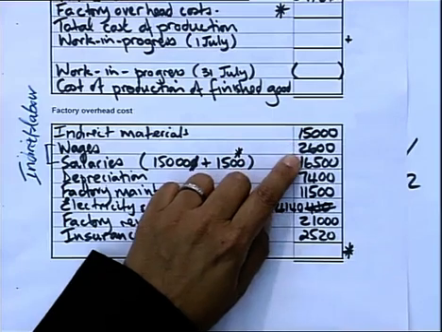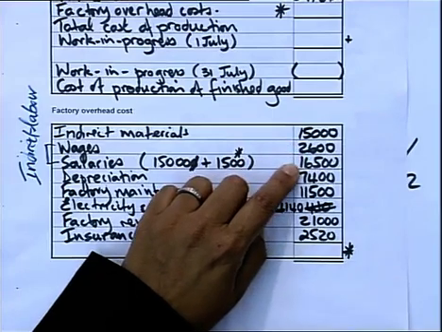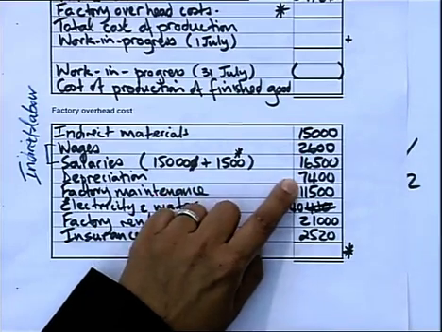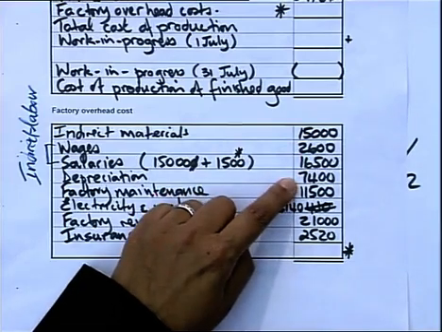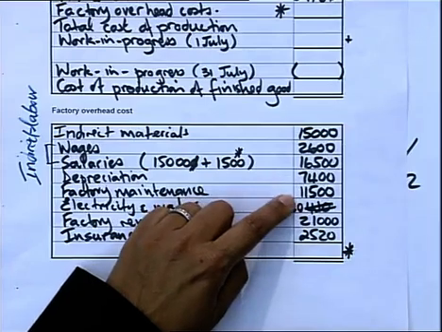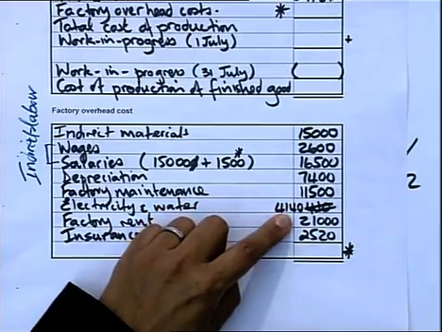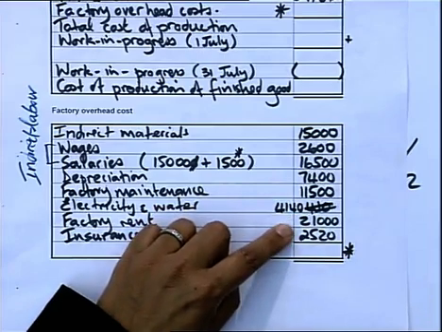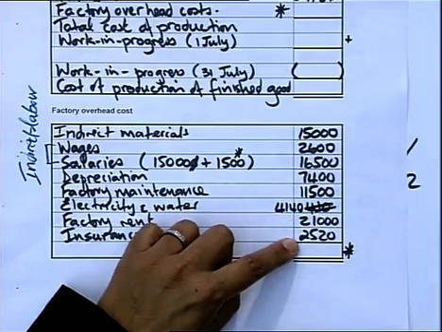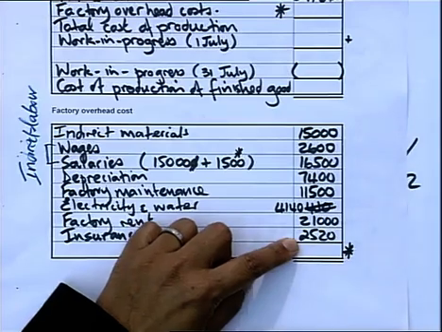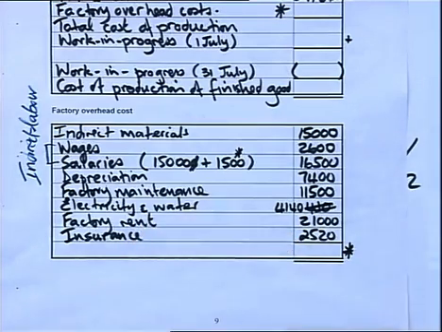15,000, 2,600, 16,500. If someone can add it up for me, it'll be lovely. 7,400, 11,500, 4,140, 21,000 and 2,520. Okay, I got 80,660. Can we add it again?